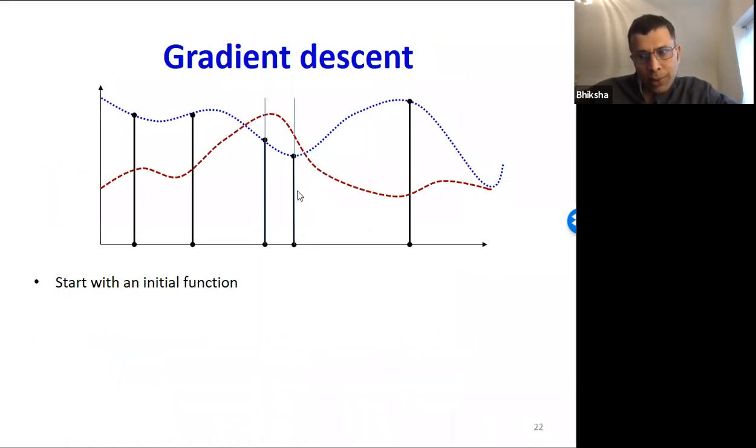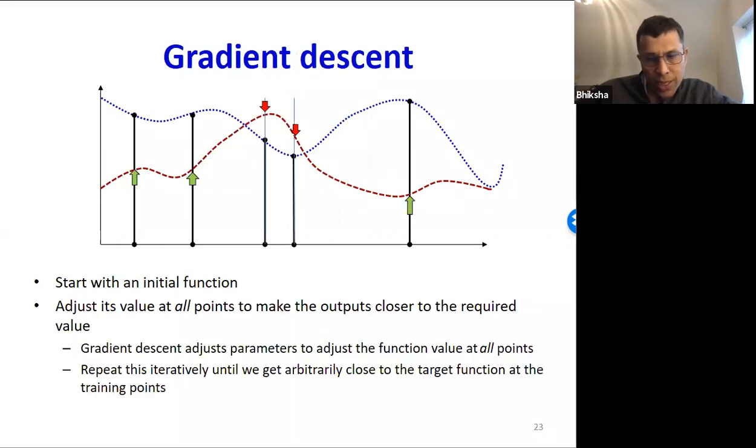We'll initialize our network, which gives us an initial function, maybe like this red curve over here. And then the gradient descent update adjusts the network parameters to try to reduce the average error over all of the training points. So you will be considering the entire lot of training points. You have the average error over all of them, and then when you adjust the network parameters to minimize the average error, because you're considering all these points, you will be trying to adjust the error at every one of these training points.